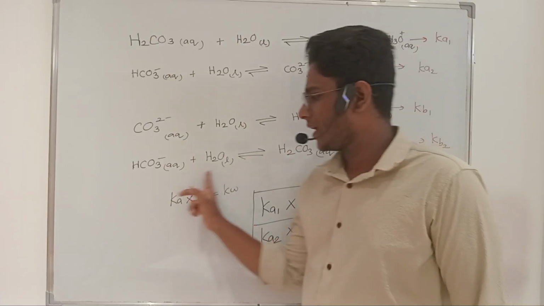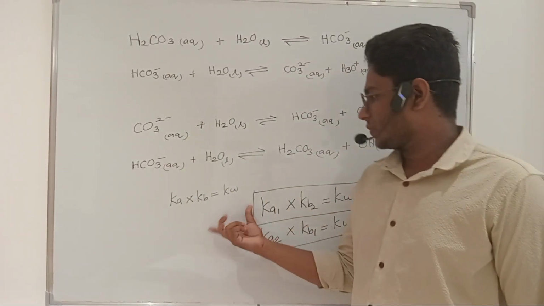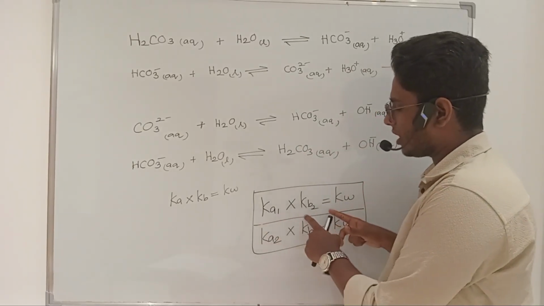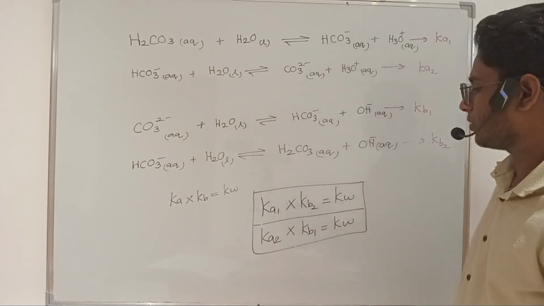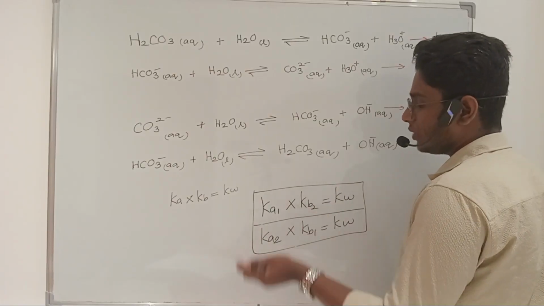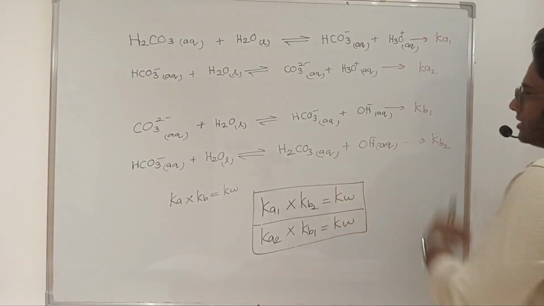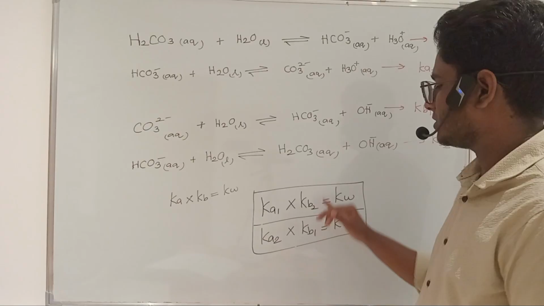Now we know that Ka into Kb is equal to Kw, which everyone knows. So by using these reactions, you can build the relationship, that is Ka1 into Kb2 is equal to Kw and Ka2 into Kb1 is equal to Kw. Ka1 into Kb1 is not equal to Kw. If you want, you can multiply and see, you won't be getting Kw. So this is the valid one.